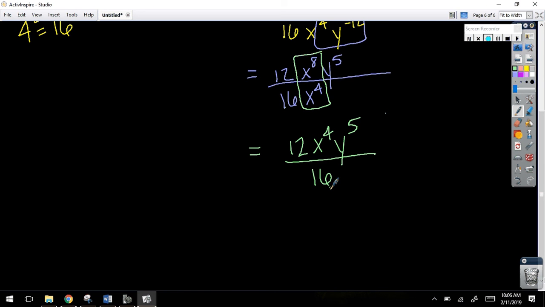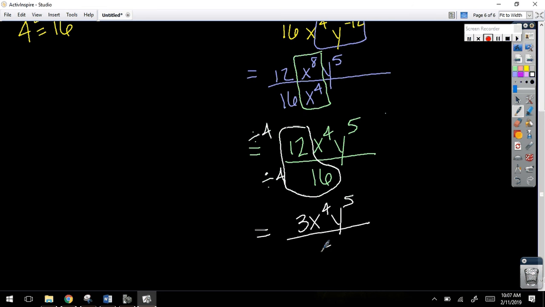Divide by what? Do we simplify it? Golly, just keep shouting numbers. You'll get there eventually. Yes, you're going to simplify these numbers in front. That's what he was saying. He was guessing every number, but they're both divisible by 4. So what's 12 divided by 4? 3. So it's 3x to the 4 y to the 5 over 4. Now it's simplified. We're done.